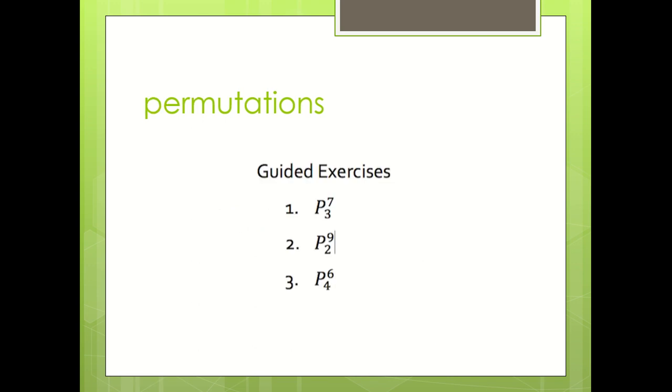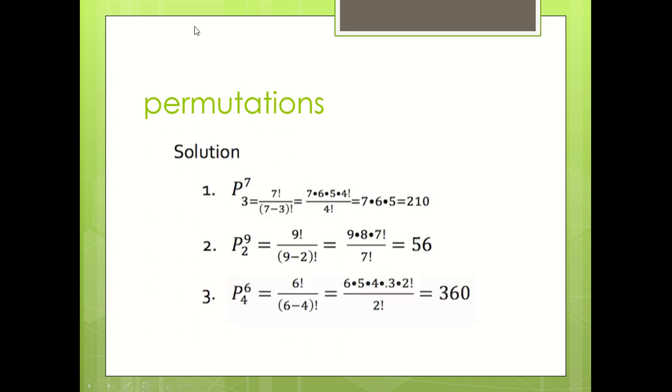So let us have these exercises. We have 7P3, 9P2, 6P4, which is read as the permutation of 7 different things taken 3 at a time. For our solutions, according to the formula, it is equal to n factorial divided by n minus r factorial. So n is equal to 7 and r is equal to 3. So the permutation of 7 different things taken 3 at a time is equal to 210.